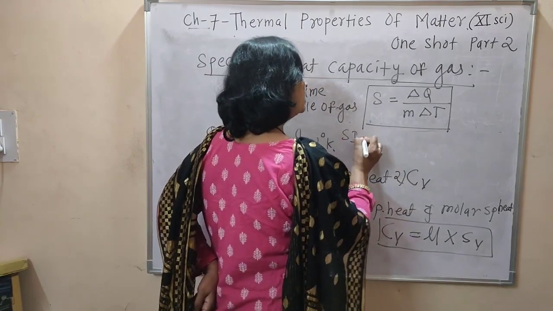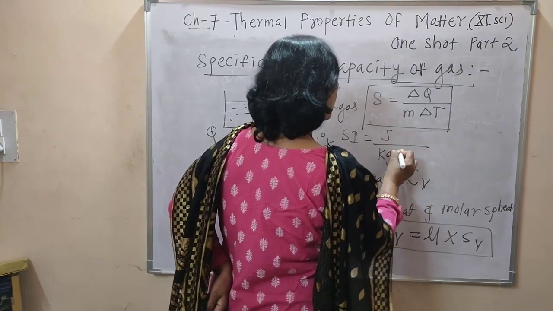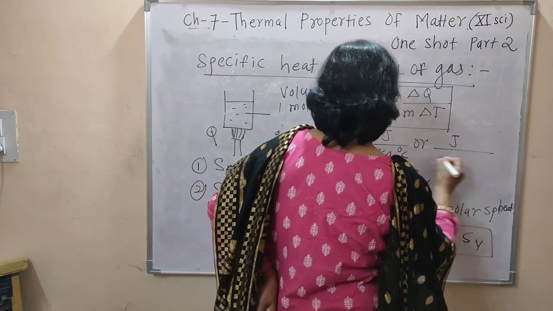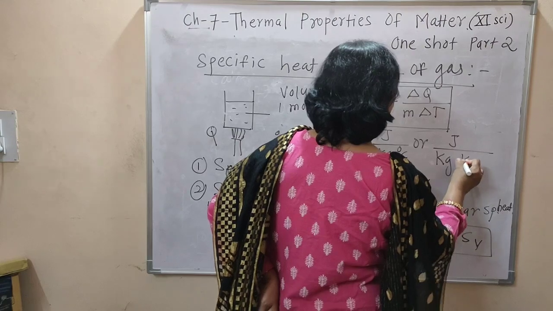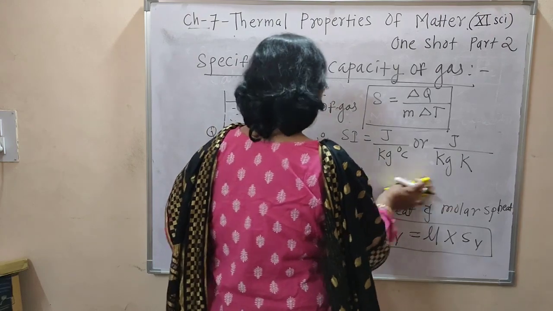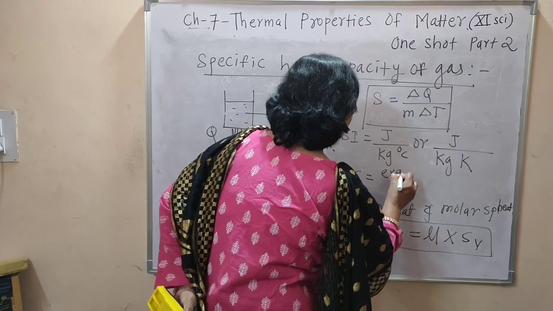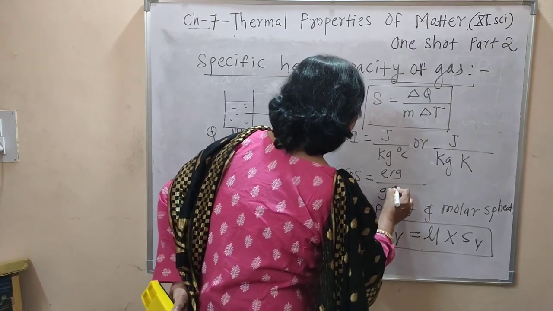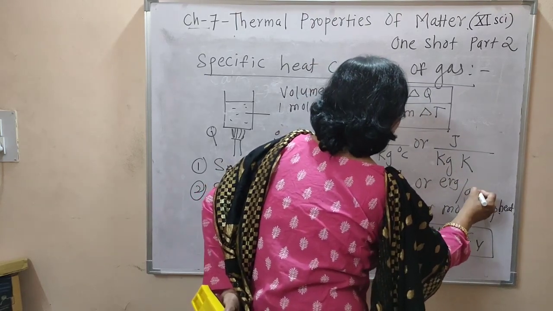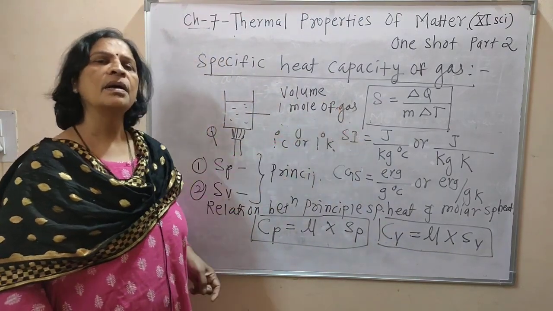Then what is the SI unit? The heat is measured in joule, mass is measured in kilogram, and temperature is measured in degree Celsius or Kelvin, so the unit is joule per kilogram per degree Kelvin. This is the SI unit. Then what is the CGS unit? The CGS unit of specific heat capacity is erg per gram per degree Celsius or erg per gram per degree Kelvin.